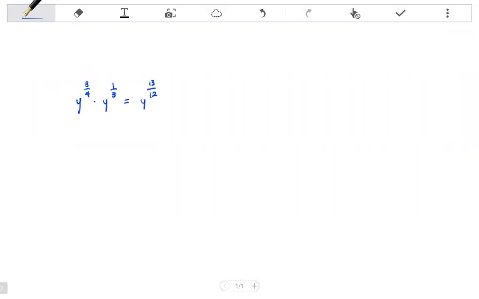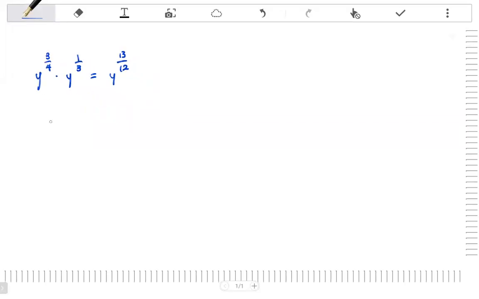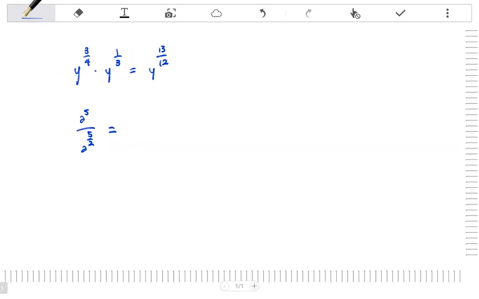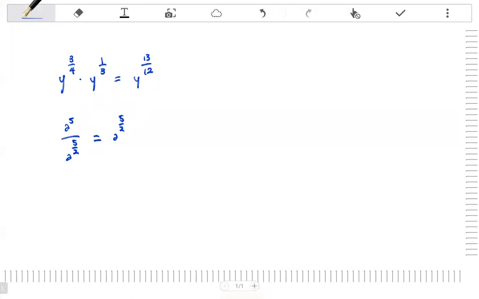The next one is a to the 5th over a to the 5/2. 이건 예지가 해보자. Is it a and 5/2? A and 5/2. Yeah. Correct. Let's move on to the next question.